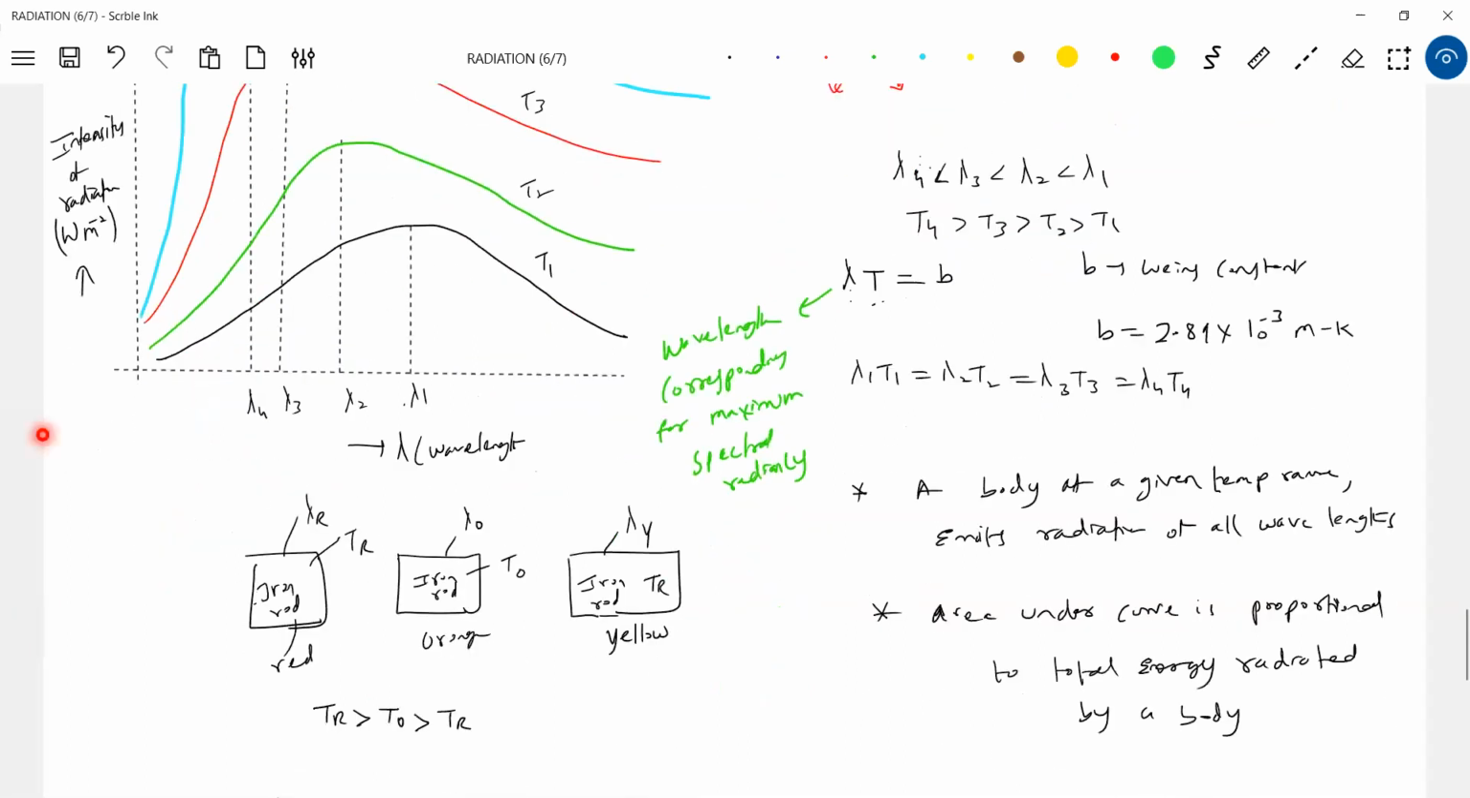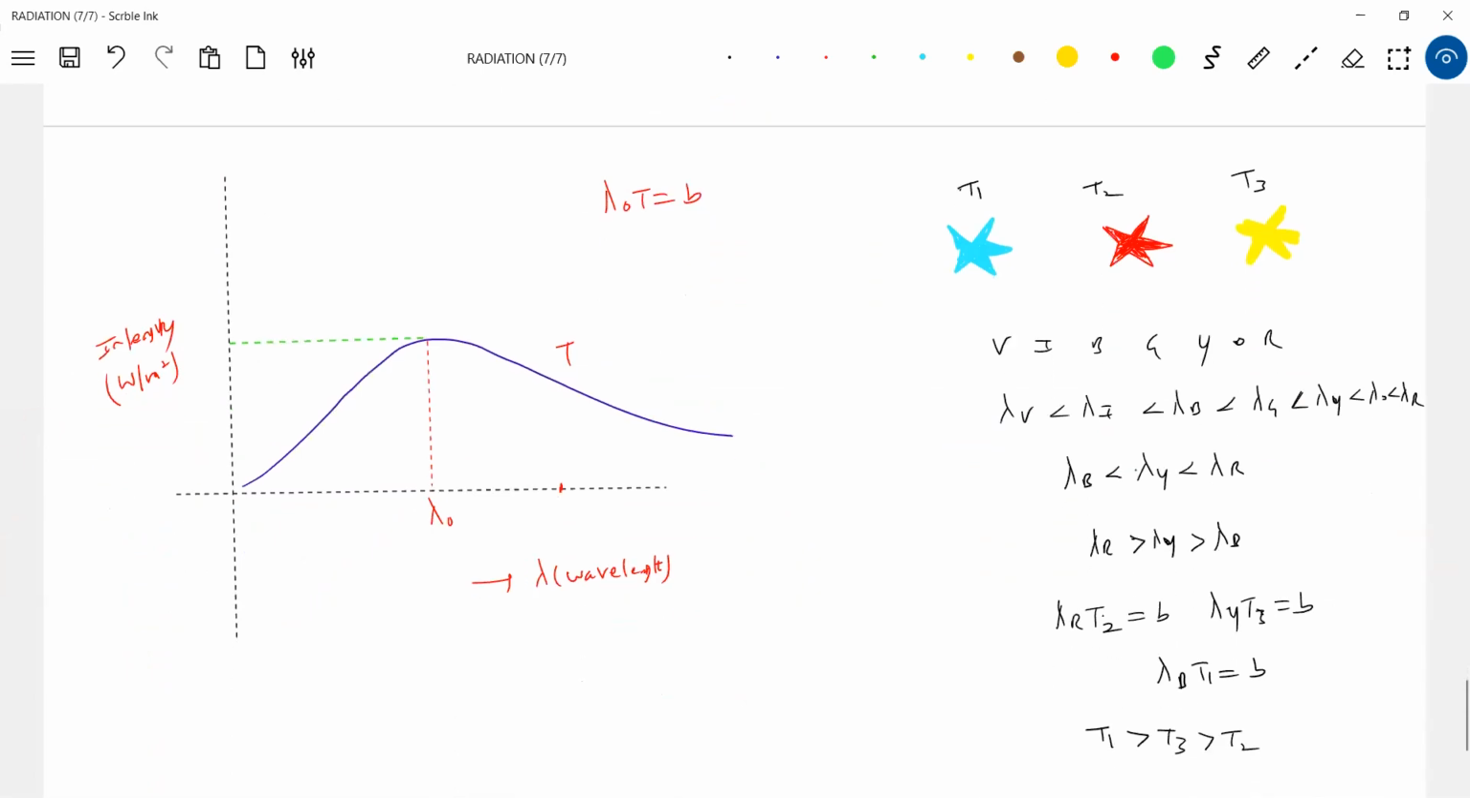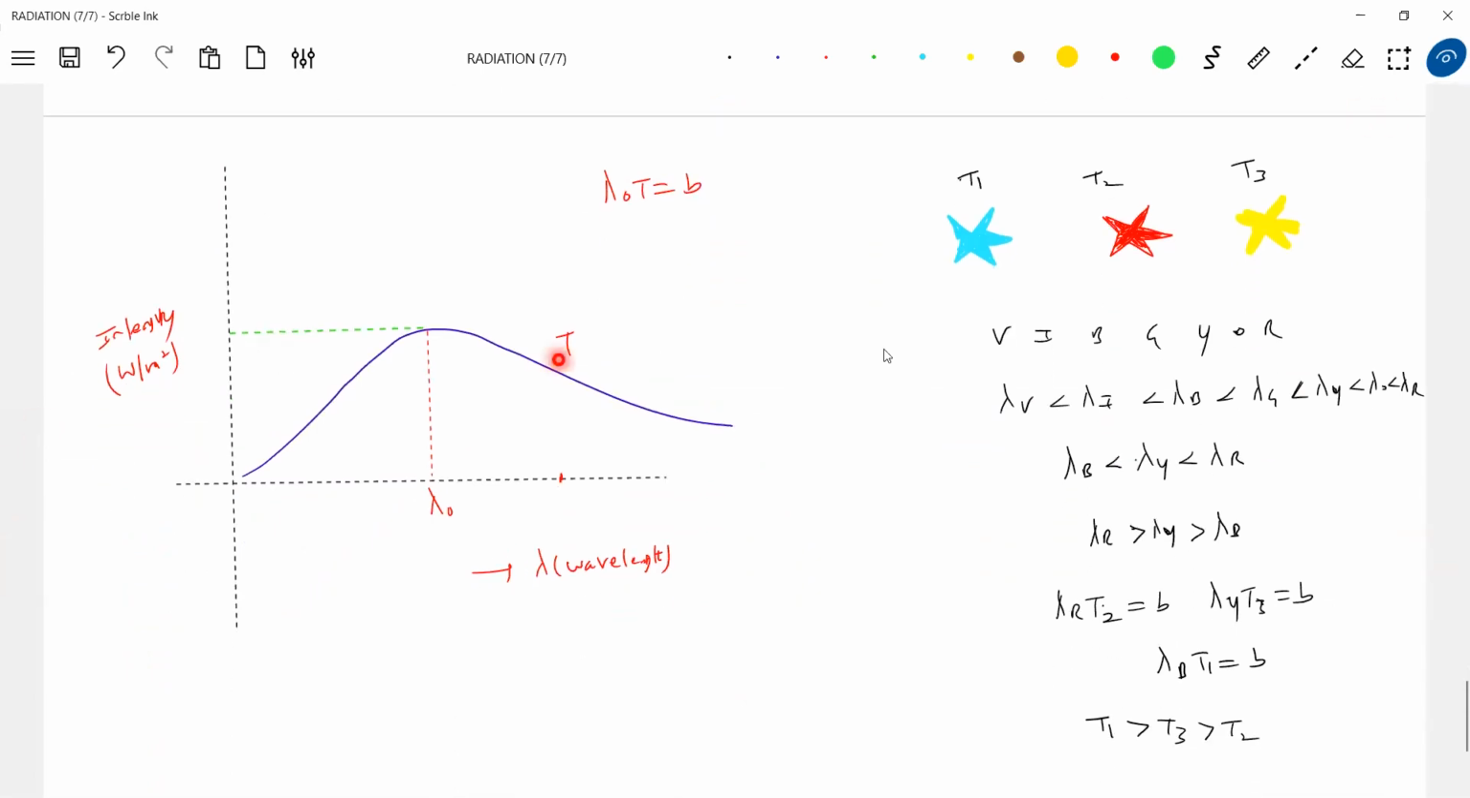Okay, next question comes. What is the spectrum for a body at a given temperature? This is again the spectrum for a body at a given temperature. Why will the intensity be minimum for shorter wavelengths? Why is intensity again minimum for longer wavelengths? Why is the intensity maximum only for one specific wavelength?